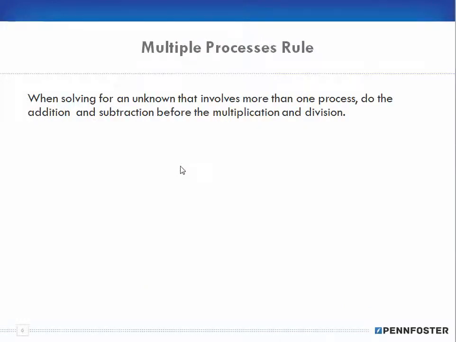So we're up to the multiple processes rule. It says, when solving for an unknown that involves more than one process, do the addition and subtraction before the multiplication and division. What that means, using the example in the textbook, is h over 4 plus 2 is equal to 5.